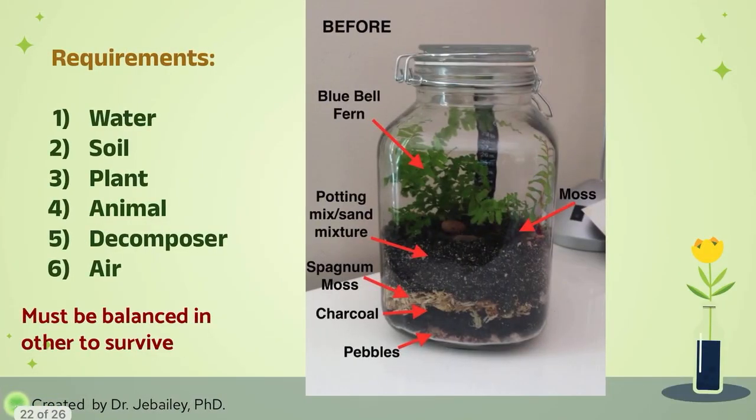So what are the requirements to make these bottles? You definitely need water, soil, plant, animal, decomposer, and air. And the most important thing is that it has to be balanced, because if you have too much of one thing and less of the other, then the cycle will be broken down. And here is a very good picture showing all the possible things that you can put in that bottle.